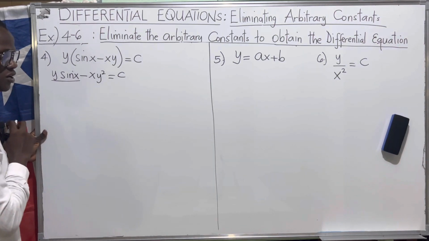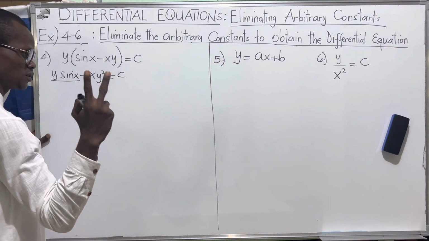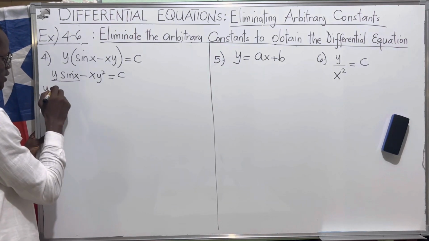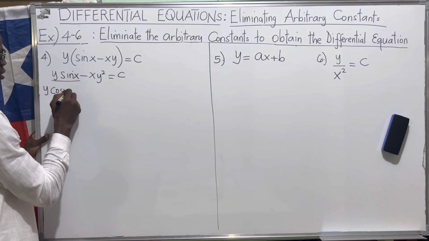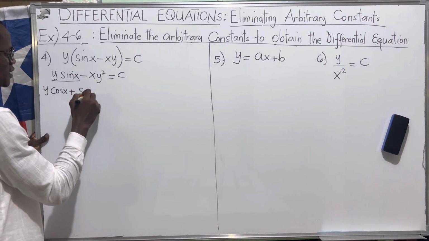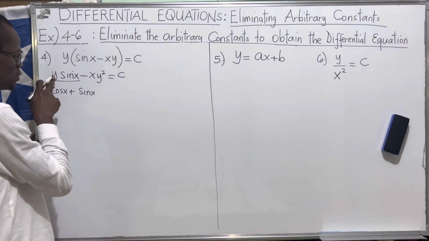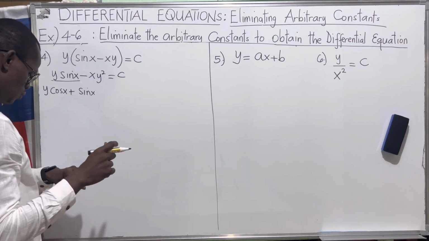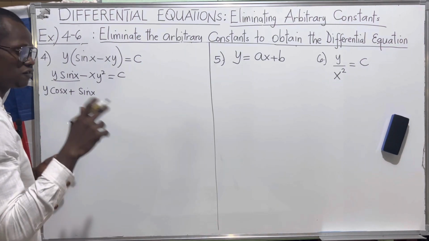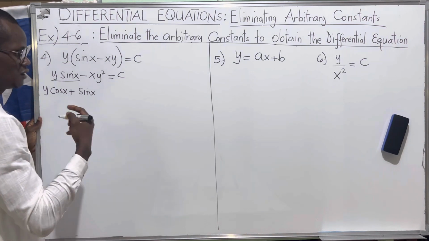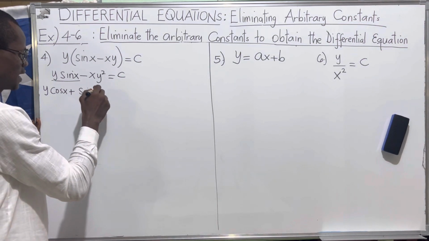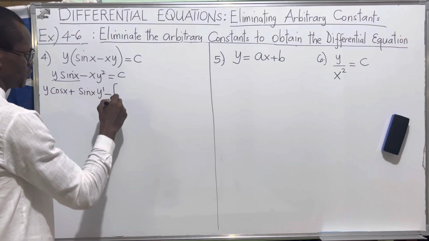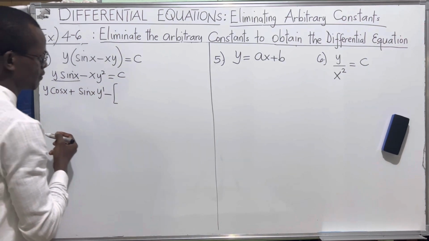In this first term, you have two factors, so we must use the product rule. We hold y and differentiate sine of x, we get cos of x. Plus we hold sine of x now and differentiate y. The derivative of y is 1, but because we have differentiated the function y, we have to attach y prime. So we have minus, and we put this one in brackets because of the negative sign.